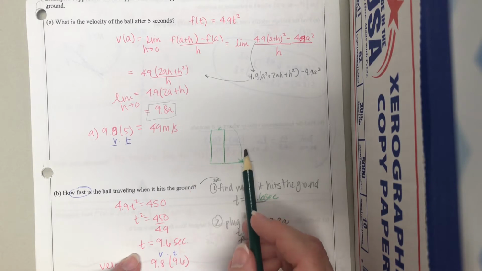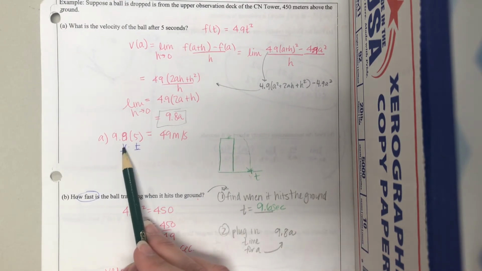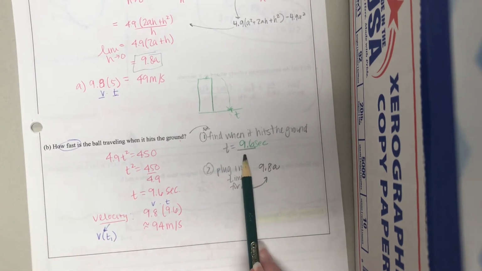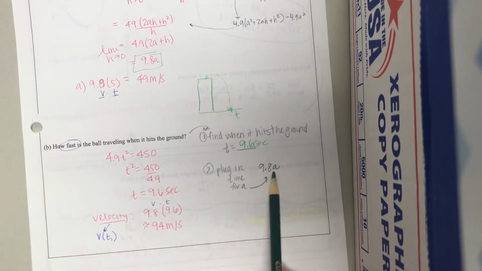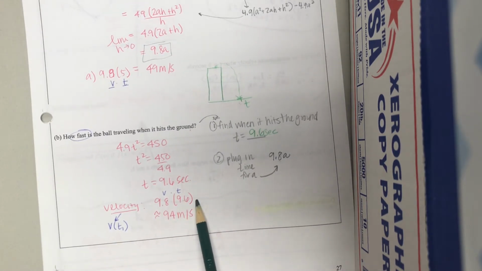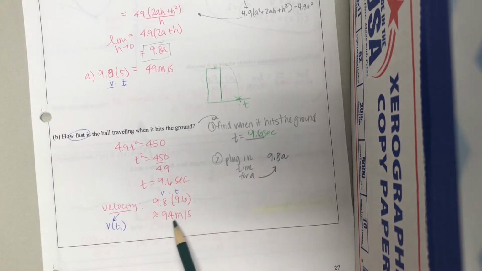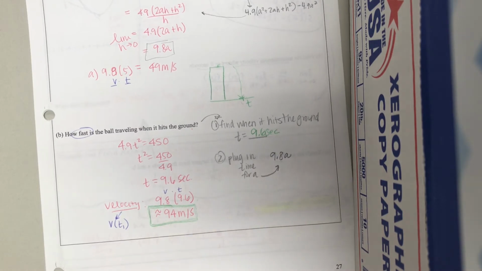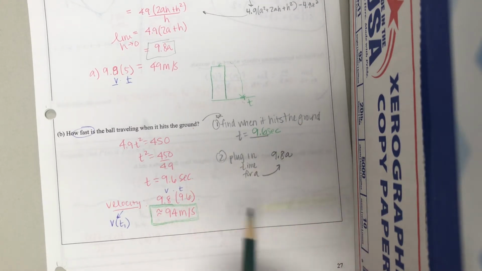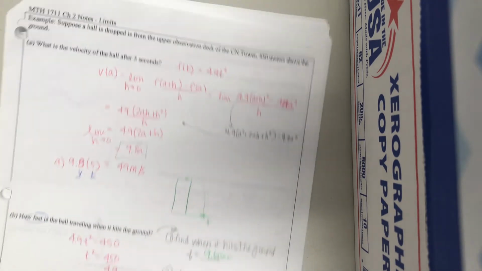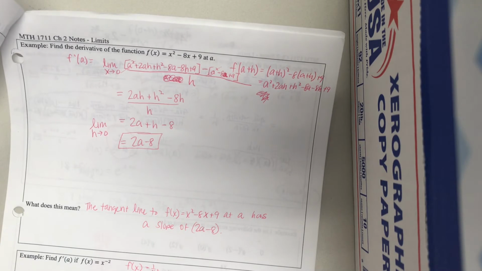Now that we know time, to find how fast the ball is traveling when it hits the ground, we're going to plug our 9.6 seconds into our equation. So you're just going to take 9.8 times 9.6, velocity times time, and we find this ball is traveling 94 meters per second right when it hits the ground. Then it's probably going to bounce and things, but that's how fast the ball's traveling when it hits the ground.